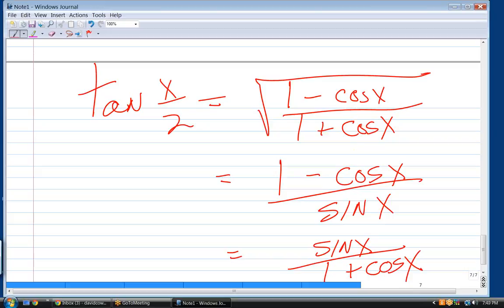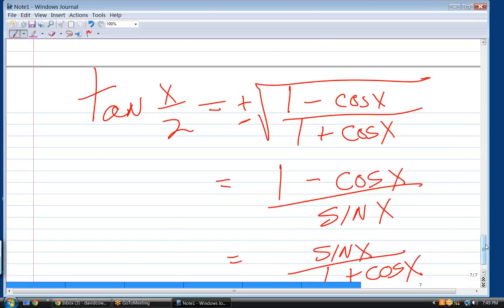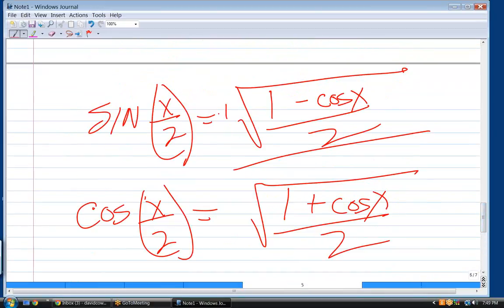Okay. And this first one is actually plus or minus. Don't want to leave that out. In fact, it's plus or minus on all 3. This is plus or minus also, and that's plus or minus. And usually when you're doing problems regarding these, you can figure out which one to use, the plus or the minus. And it's only one. You have to figure out which quadrant you're in, things like that.